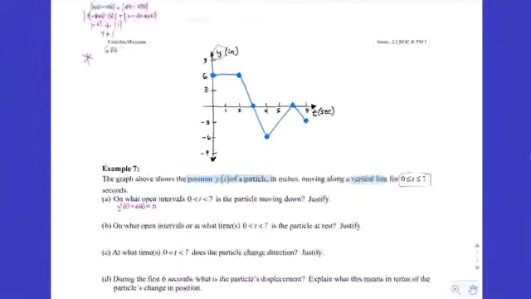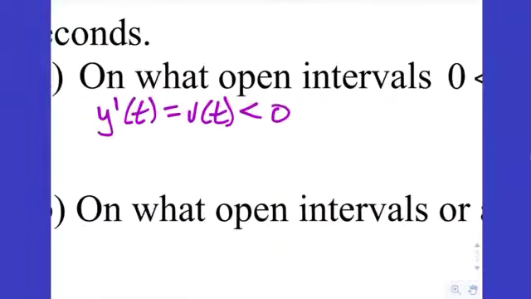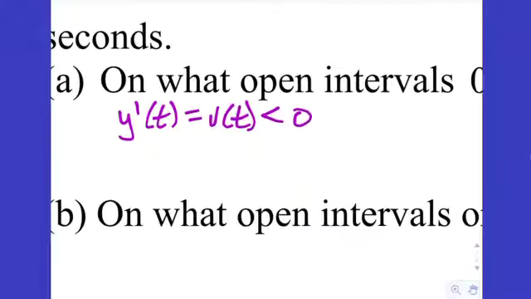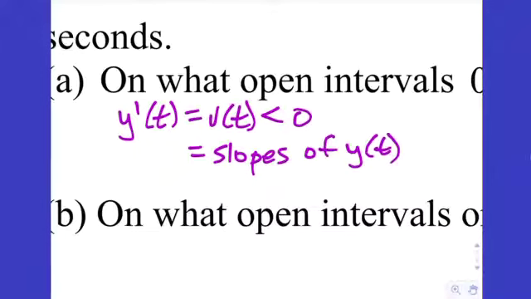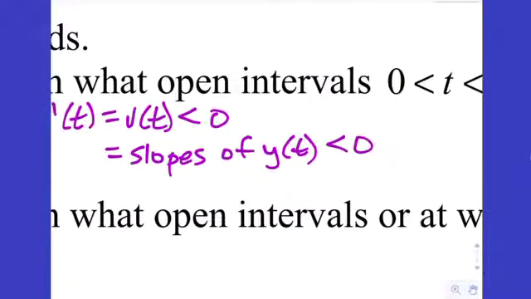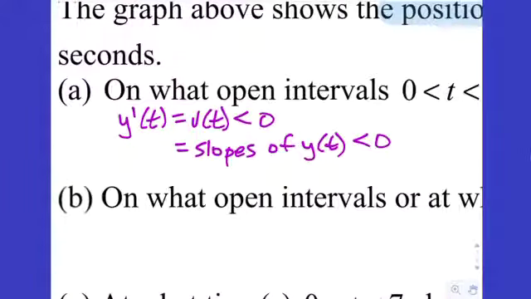slopes. So I'm going to say that to myself. I'm going to say, okay, that's going to equal then when the slopes of y of t are less than 0. Okay? You always want to relate it to what you're given. We're given the graph of y, so you have to justify in terms of y, the graph. So now you've already told me, you've already justified. You're about to tell me where the slopes of the graph are negative, or equivalently, where the graph is decreasing.